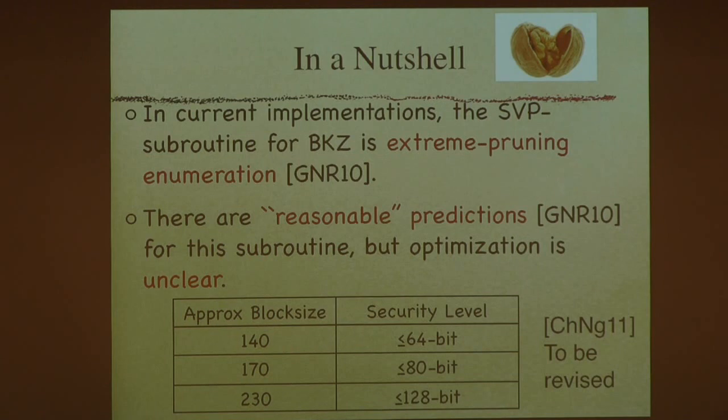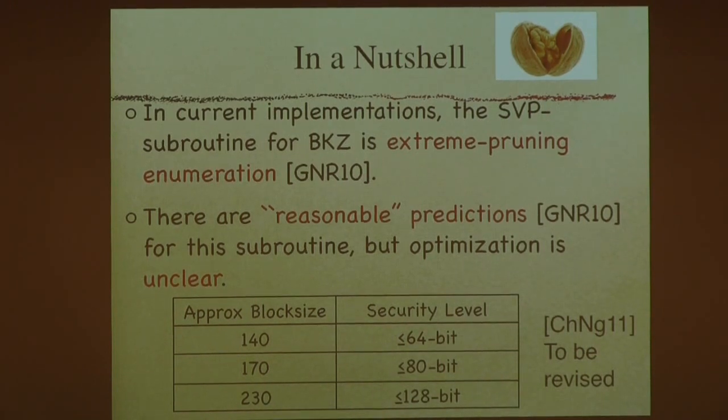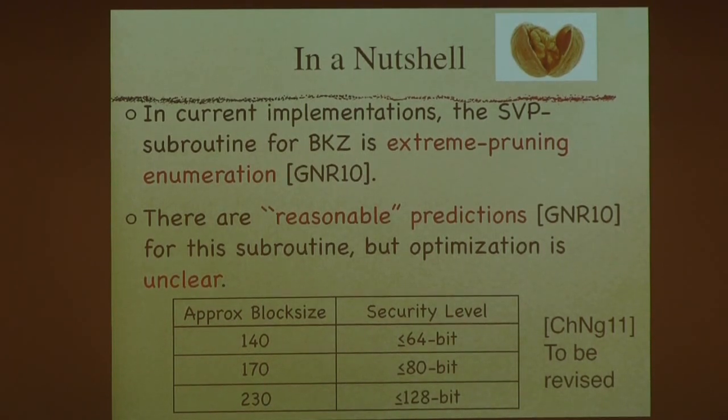In current implementations, there are several that use pruning enumeration for this subroutine, and we know reasonable predictions for these subroutines. I mean, when we fix all the parameters, we know roughly how long it's going to take. The problem is that there are so many parameters to select, but you don't know if what you selected is really optimal. Maybe there's a better way to do it.